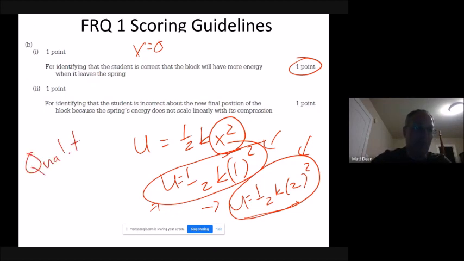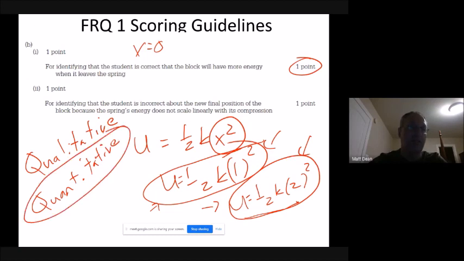If they ask you for qualitative reasoning, they want you to explain it in words. If they ask you for quantitative answers, they want you to explain it in terms of numbers and equations.